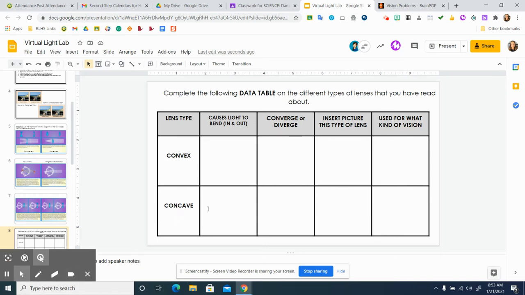And then again, for concave, does it bend in or out, converge or diverge? Insert a picture. And what kind of vision is it used for?